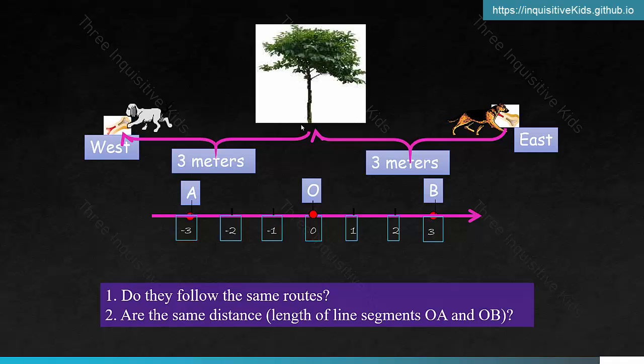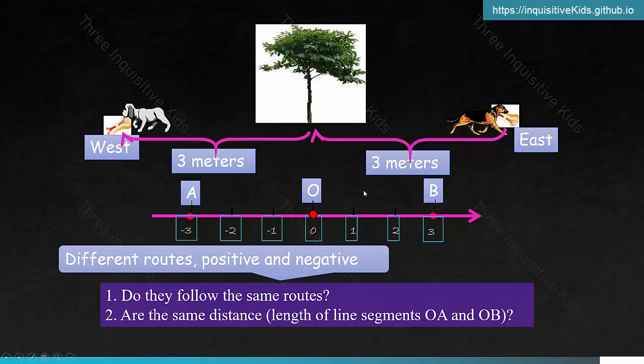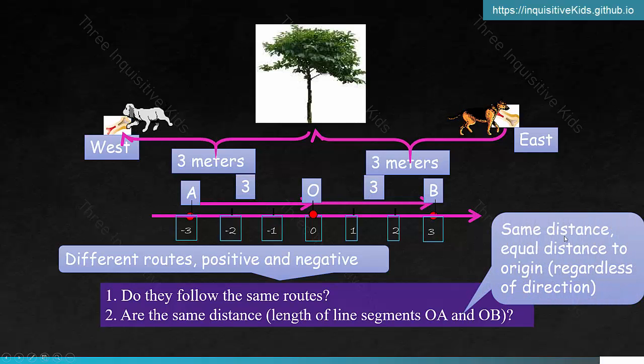It's asking if AO is the same distance as OB. AO is the same length as OB because they're both 3 away from 0. They have different directions, positive and negative on the number line, and the same, equal distance to the origin, regardless of direction. The origin in here is 0.